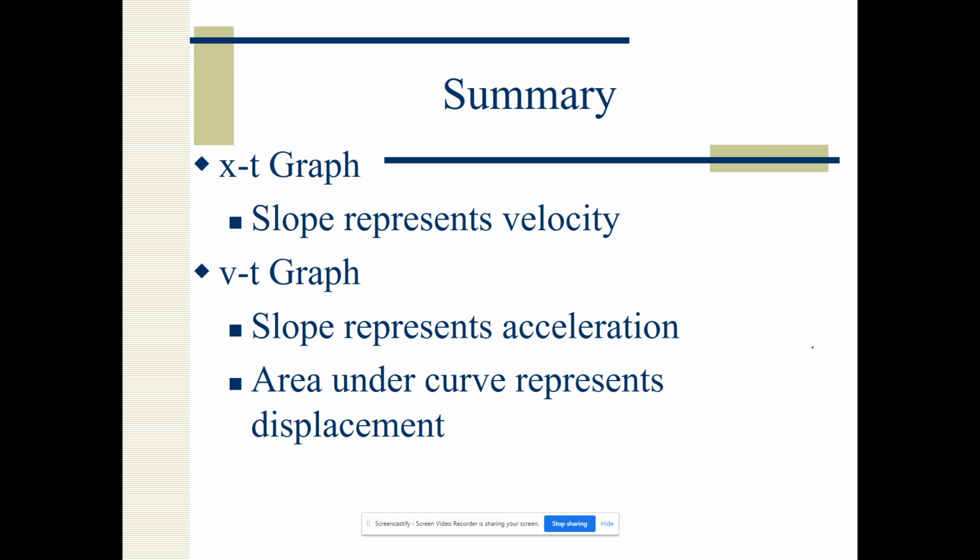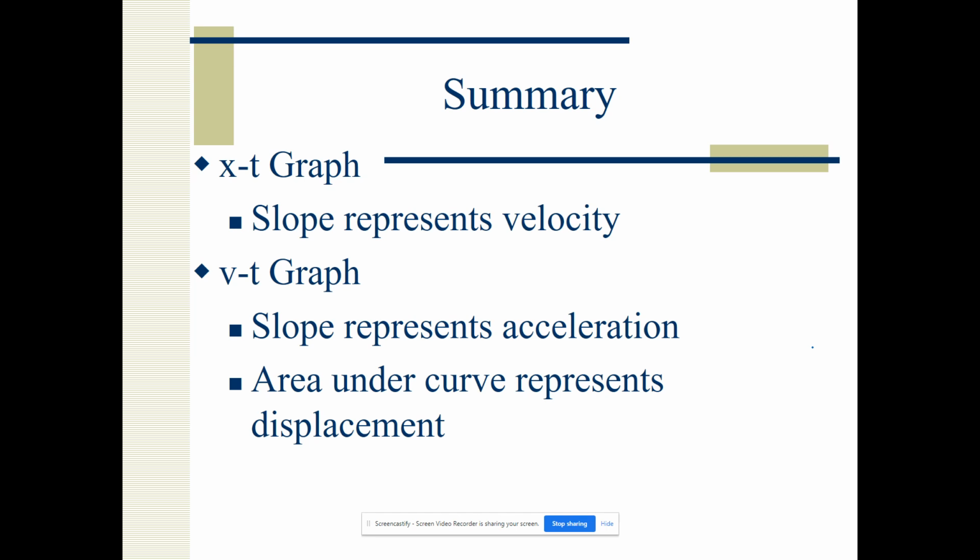In summary, the XT graph, our displacement versus time, always represents velocity. And if it's a straight line, then it's a constant velocity. If it's a curved line, then it's an acceleration. A line that doesn't have any slope at all has a zero velocity and is not moving.